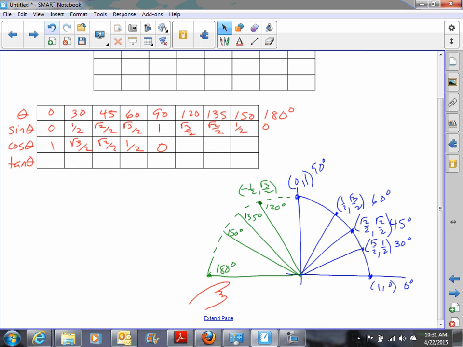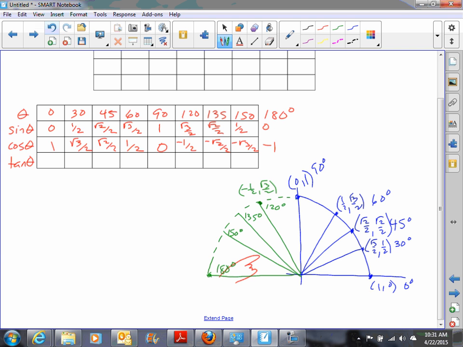Now, the thing about the cosine, in the second quadrant, this point has the same coordinate as this point, except the x, we would go left, so the x would be negative. So the cosine is negative in the second quadrant, so we get negative 1/2, negative square root 2 over 2, and negative square root 3 over 2, and then negative 1 for 180 degrees.